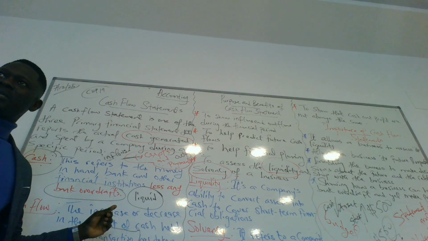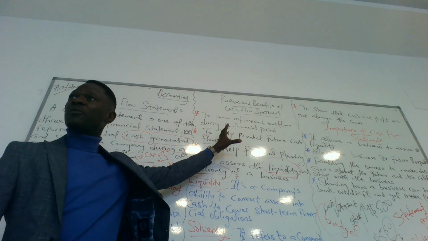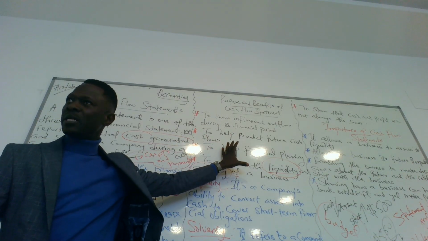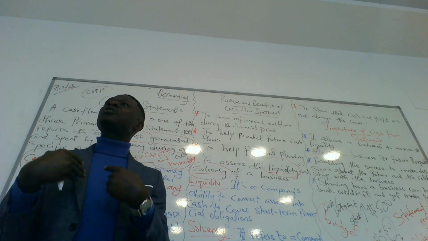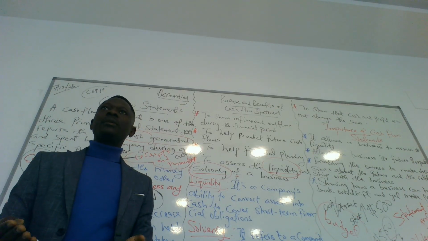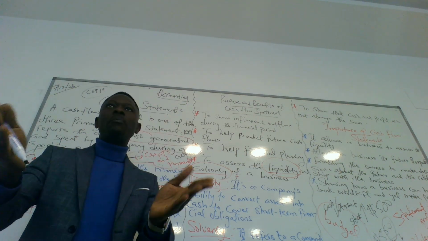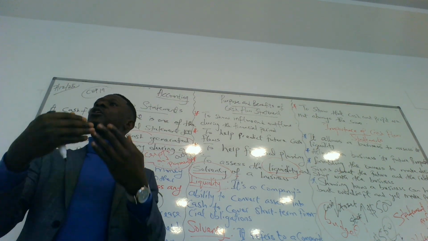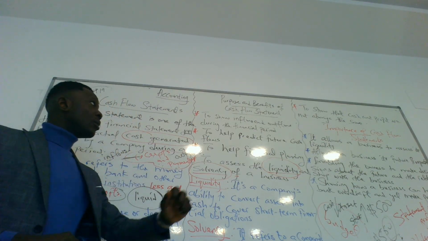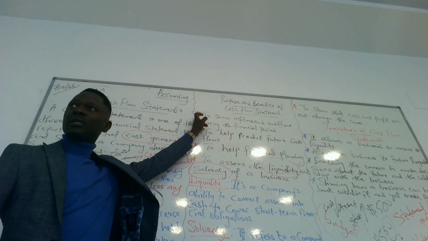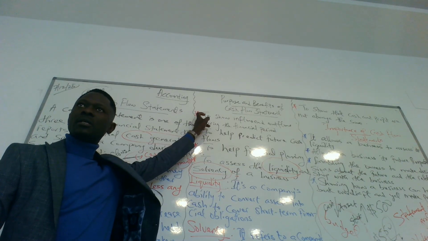Are we getting it, please? So the first purpose of having a cash flow statement is to know the actual cash inflow and the actual cash outflows. Inflow, receipt, outflow, payment. What comes into the business and what goes out of the business. Do you understand the first purpose here? Do you understand or not, please?